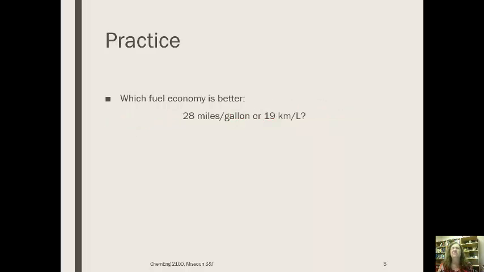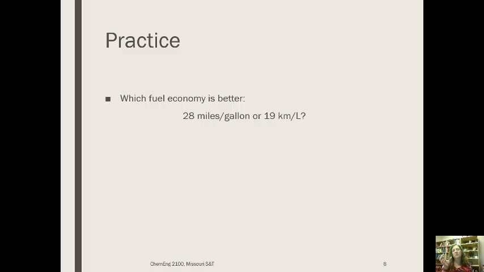Now here's another one. It's not that this is a particularly hard problem, it's just that when you see something like this, the answer doesn't give you a direct instruction to change the units. So here we want to compare two cars, and one car is described as having 28 mile per gallon fuel economy, and another one has 19 kilometers per liter. Which of those is a better fuel economy? It's kind of hard to tell based on just that.